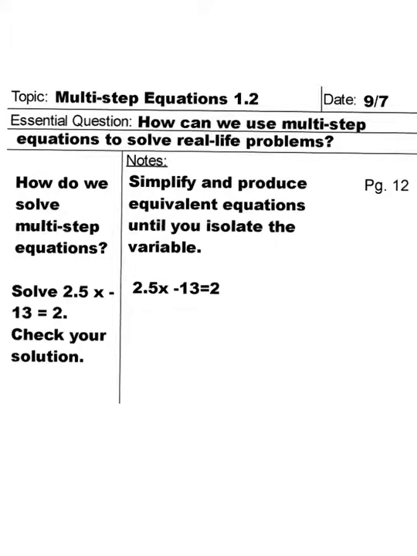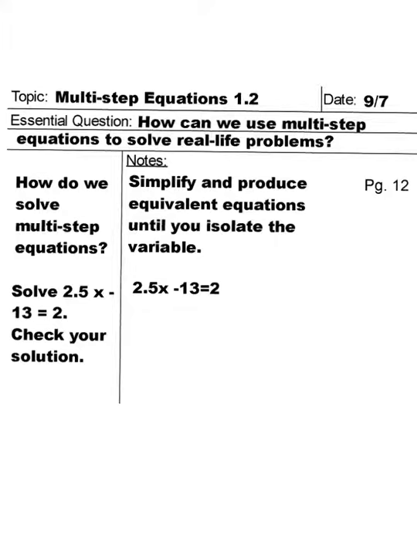So we solve multi-step equations by simplifying. What's simplifying mean? Yes, nice. It's making it to its smallest or simplest form. Reducing all our fractions, perfect. And then when you simplify, you produce what are called equivalent equations. We talked about that last time. Those are just equations that you produce along the way until you isolate the variable. What's isolate the variable mean? Get it by itself.